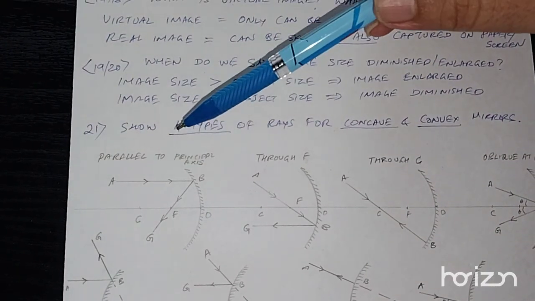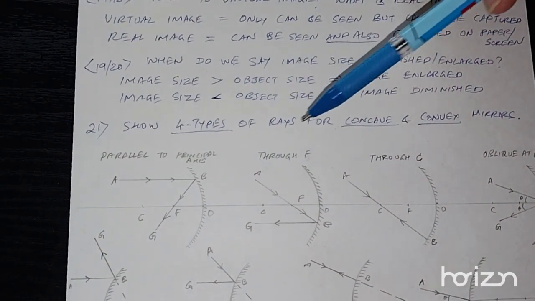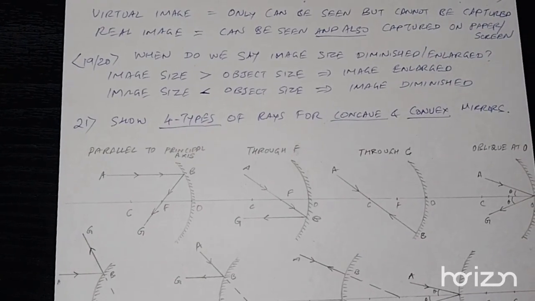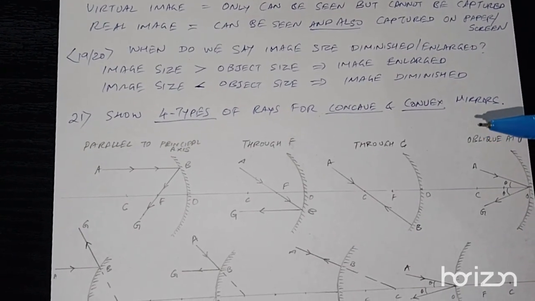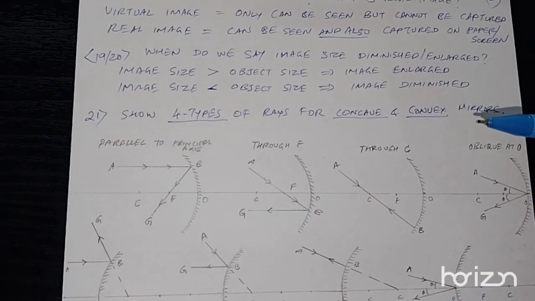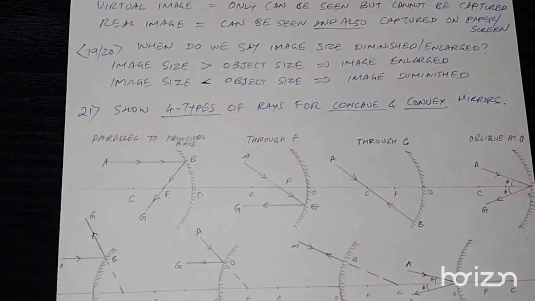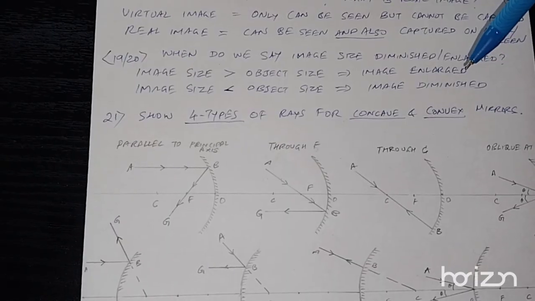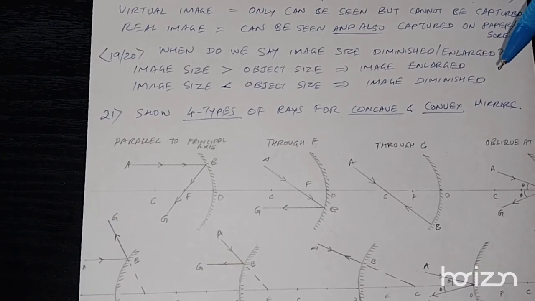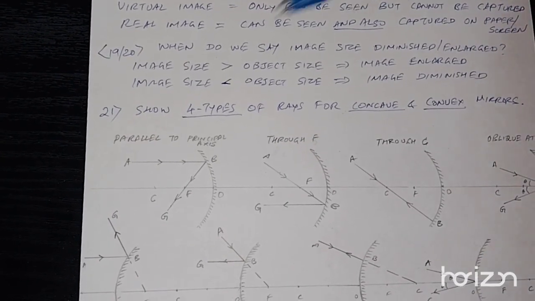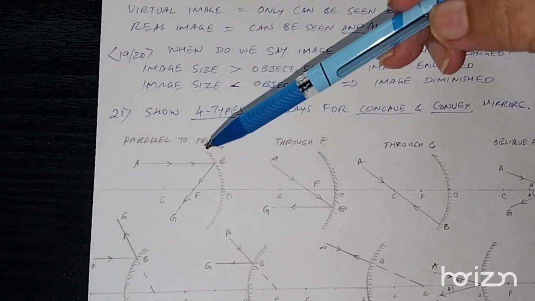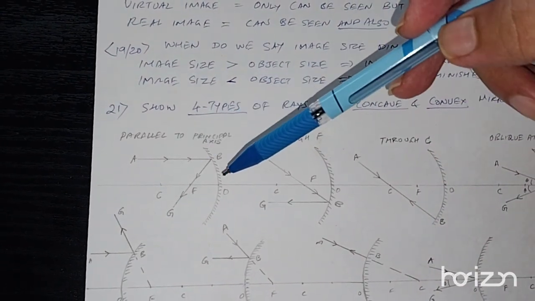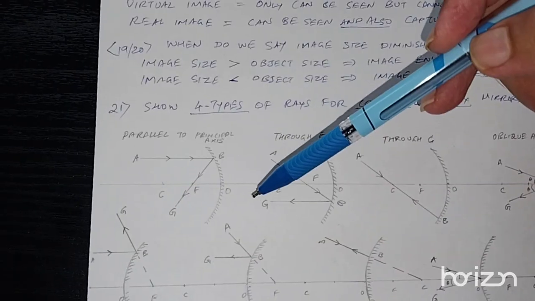Next question. Show 4 types of rays for concave and convex mirrors. See, whenever you draw ray diagrams for solving the problems of image formation using spherical mirrors, there are some important rays that you have to consider. Those are the 4 types of important rays. So let us consider the first ray. The first type of ray is the ray which is parallel to the principal axis.